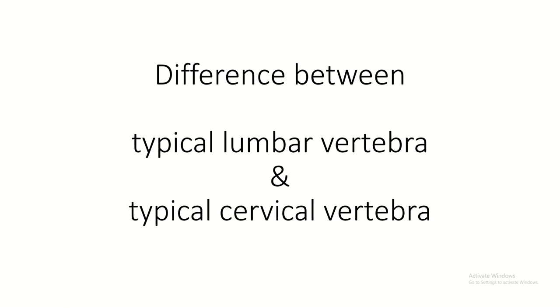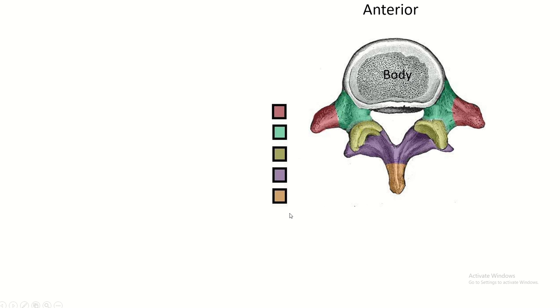In this video, I discuss the difference between a typical lumbar vertebra and a typical cervical vertebra. This is the body of the vertebra, which lies anteriorly, and this is the arch of the vertebra, which lies posteriorly. The portion of this arch is known as the pedicle. This is the transverse process. This is the superior articular process. This is the lamina. This is the spinous process, and this is the vertebral foramen.